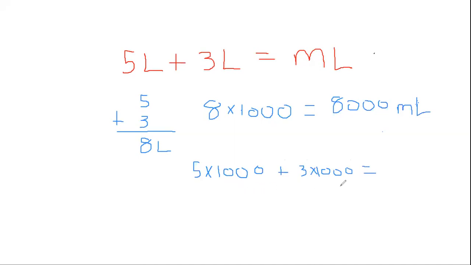So I have 5,000 plus 3,000. 5 multiplied by 1,000 first gives me 5,000. And then 3 multiplied by 1,000 gives me 3,000. And when I add up the two, I get 8,000 milliliters. You can work it out that way. This is one way of doing it.